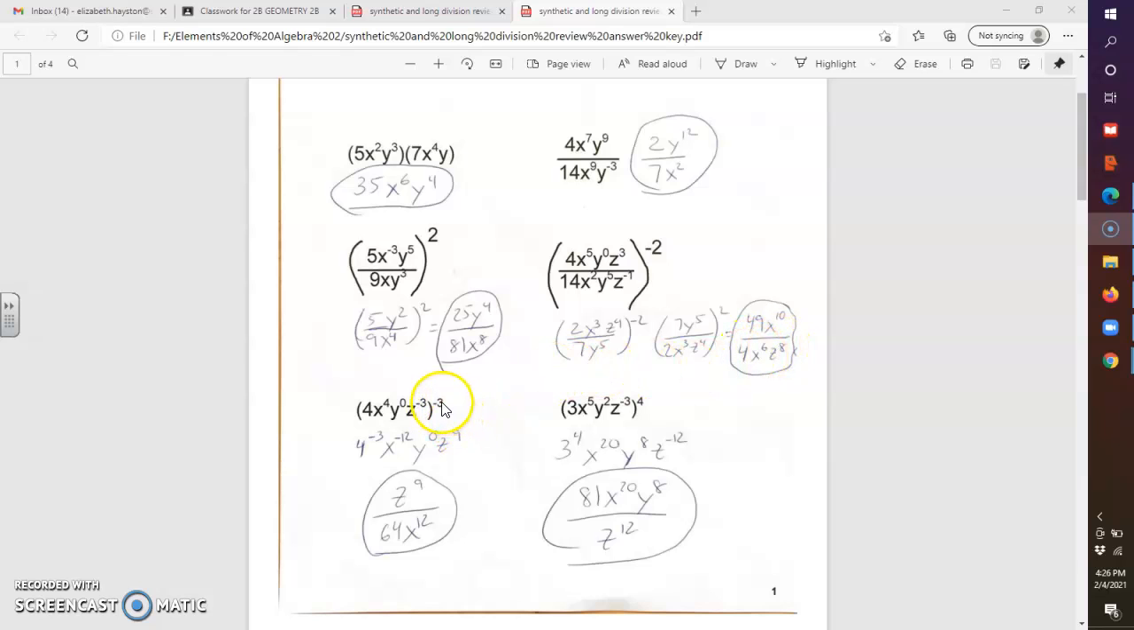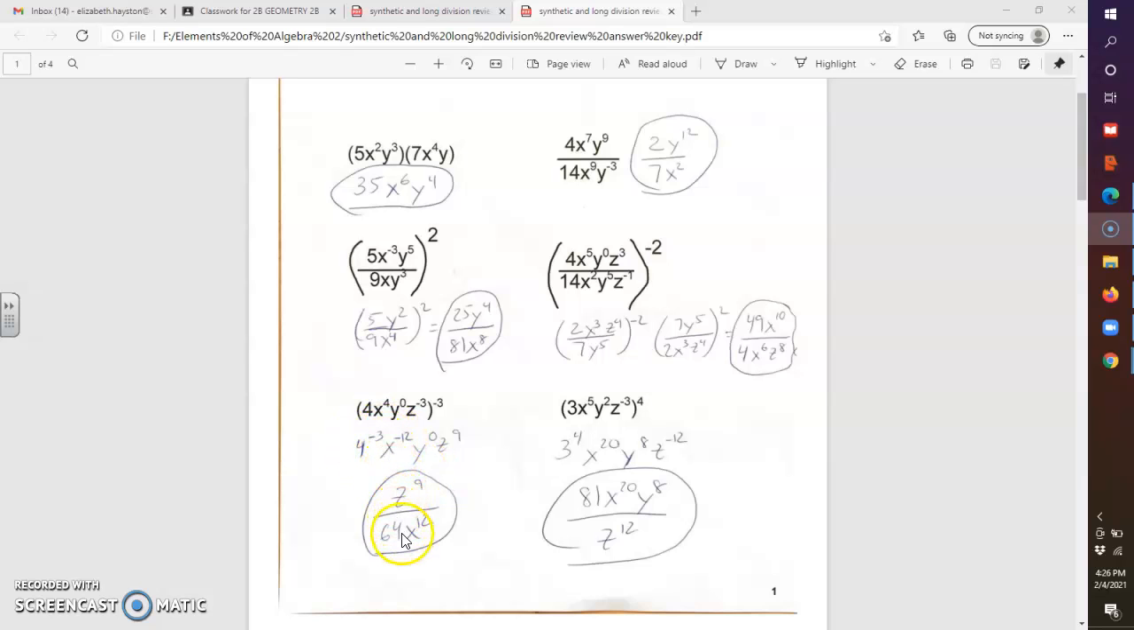The bottom two, we're just distributing the exponent to all the terms. Remember, it's not 4 times negative 3. The negative 3 gets distributed to the exponent on the 4, which is 1. So 1 times negative 3 is negative 3. So it's 4 to the negative 3. X to the negative 12th, y to the 0, and z to the 9th when I distribute the negative 3 to all the exponents. Y to the 0 is just 1, so it kind of goes away.